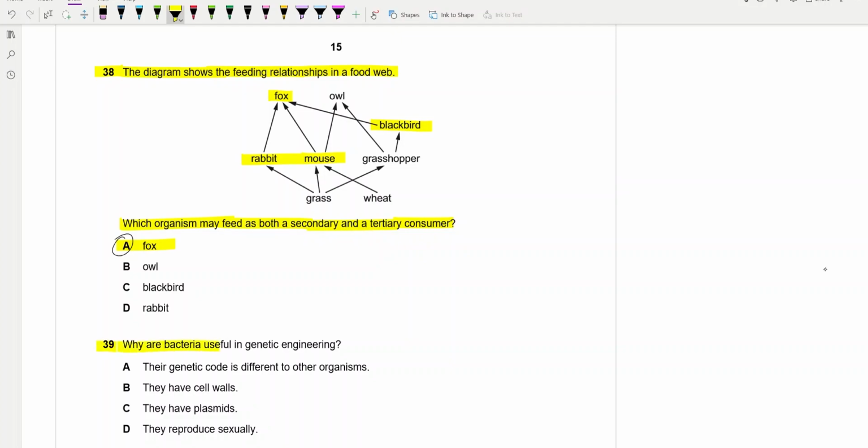Question number 39. Why are bacteria useful in genetic engineering? Option A says their genetic code is different to other organisms, which is wrong. Option B says they have cell walls, which is wrong. Option C says they have plasmids, which is correct. Option D says they reproduce sexually, which is wrong. So the correct option would be option C.